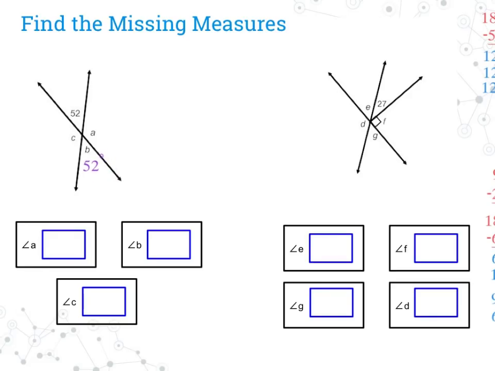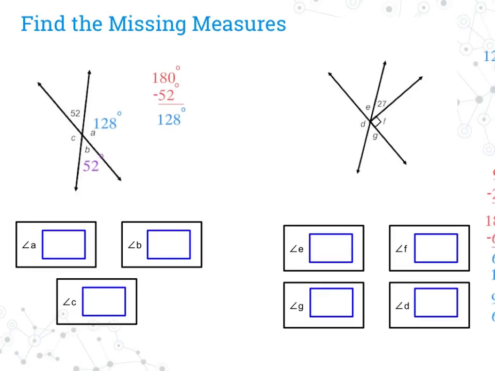Now let's take a look at angle A or angle C. I'm going to go with angle A. 52 and A are on a straight line, which means they equal 180 degrees, and that means they are supplementary. So if I take 180 degrees minus 52, I'll know what's left over. In that case, it's 128 degrees. So I know that angle A equals 128 degrees.